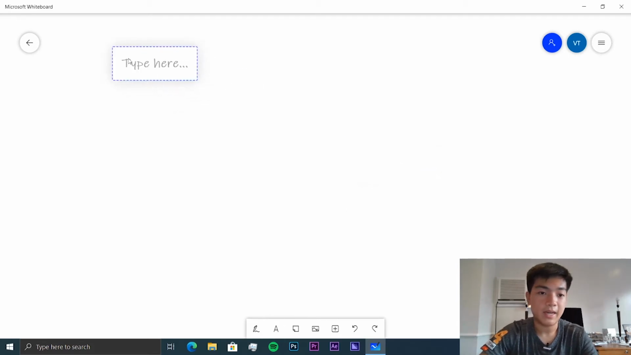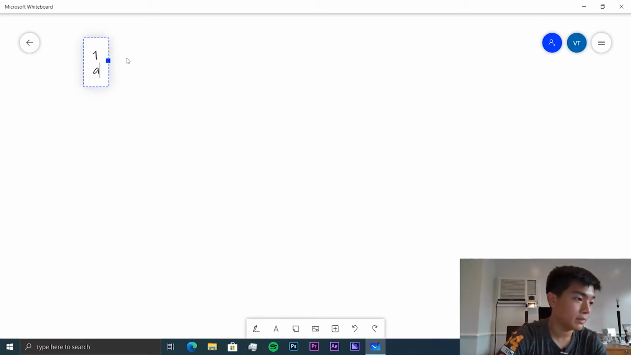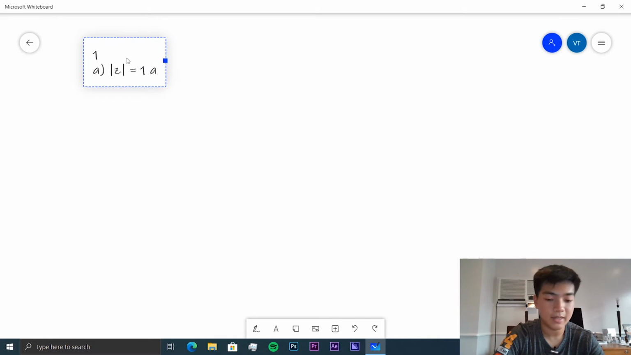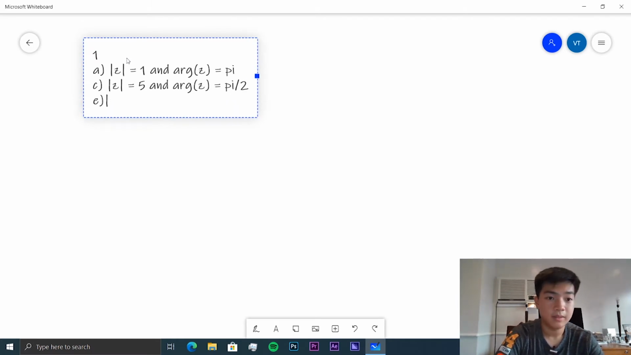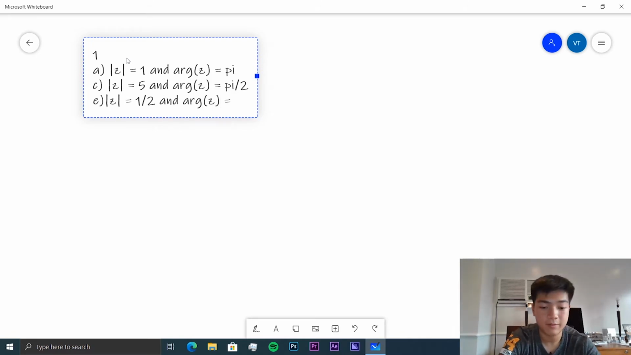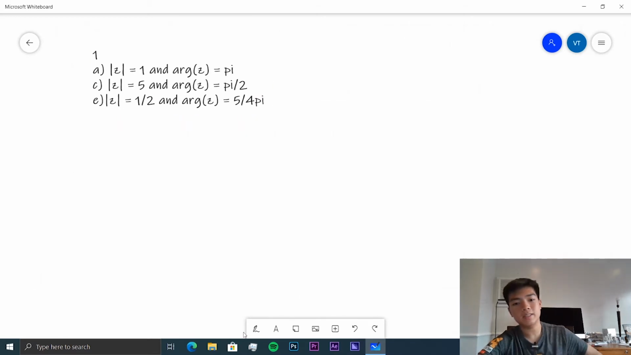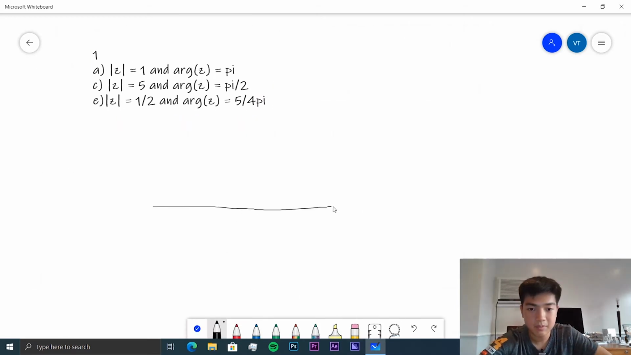So first, we have: draw the complex numbers in the coordinate system given by the modulus and argument. First, we have the modulus is equal to 1 and arg z is equal to pi. Third, we have the modulus of z is equal to 5 and the argument of z is equal to pi over 2. Next, we have the modulus of z is equal to 1/2 and arg z is equal to 5 over 4 pi. And so this is almost as simple as graphing numbers in a unit circle. So I'll just do them all in one graph.